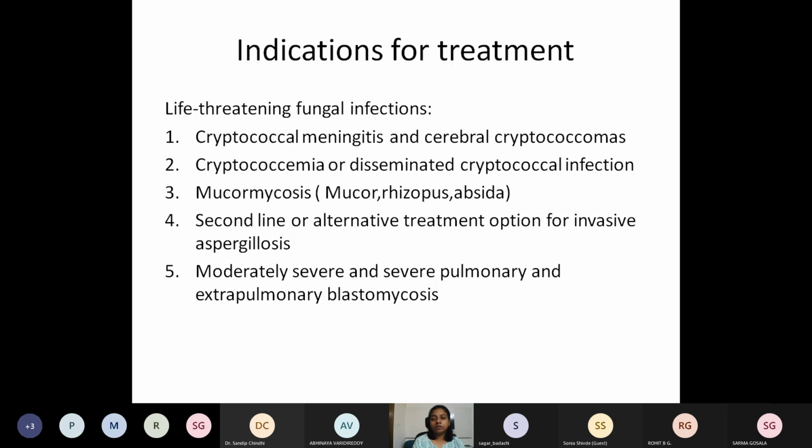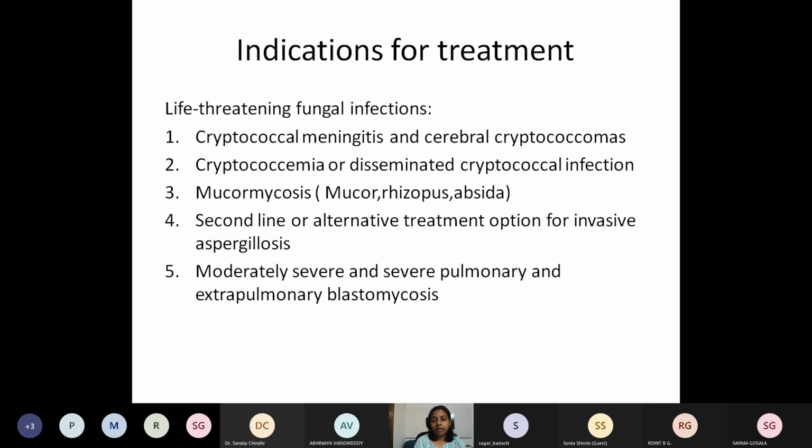Now coming to indications for treatment. The one thing to remember about amphotericin is that it is to be used in life-threatening invasive fungal infections, especially in immunocompromised and neutropenic patients. It is not to be used in non-invasive fungal infections, mild infections, or in an immunocompetent host unless it is a life-threatening infection. The reason is that although it has a wide spectrum of activity, it has a very narrow therapeutic index and a high incidence of adverse side effects.